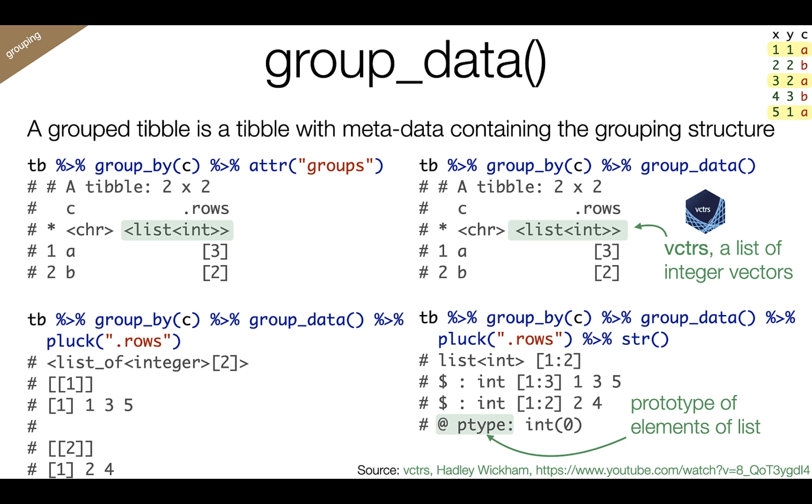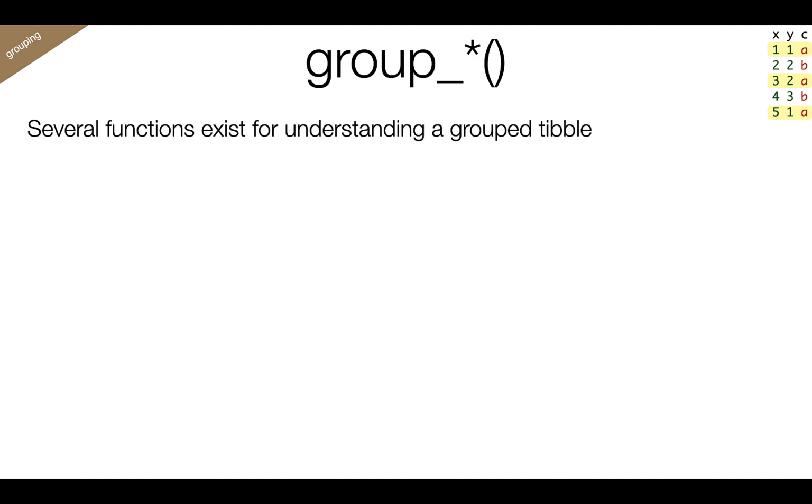Now, along with group data, you also get a whole bunch of other group functions that help you understand a grouped tibble or extract pieces of it. I'll just go by these really quickly. So we have group_indices. That's going to be an integer vector whose length is the same as the number of rows of the original tibble, and it's going to assign to each row a classification, a grouping, to which that row will correspond. So for example, row 1 had C equal to A, so it's in group 1. Row 2 had C equal to B, it's in group 2, and so on.